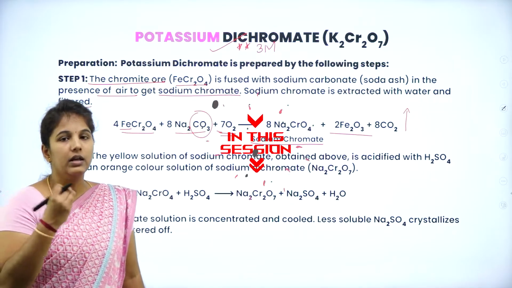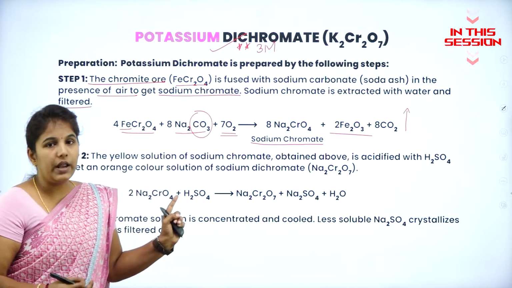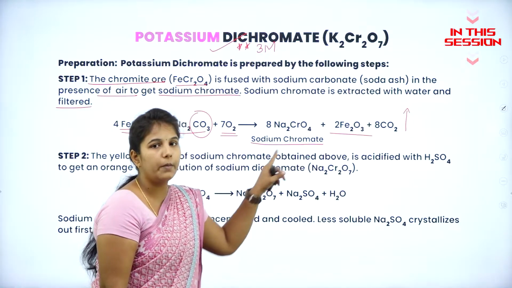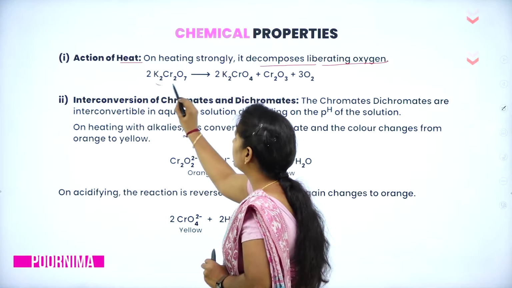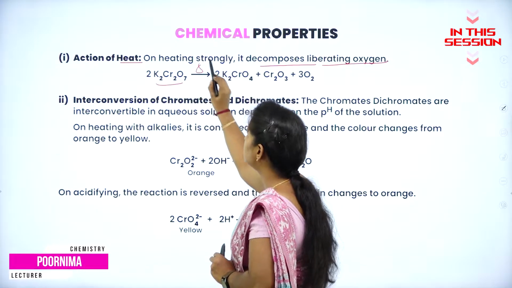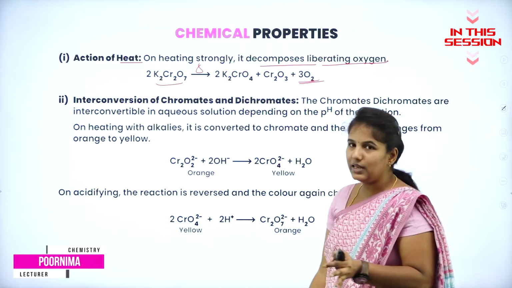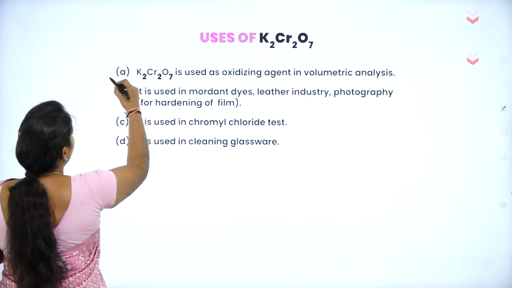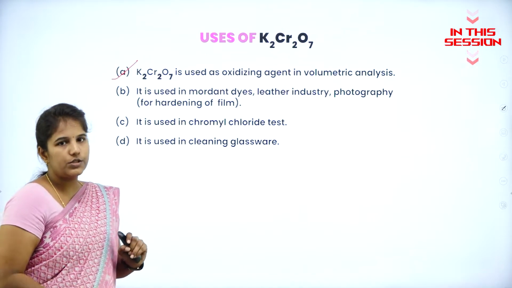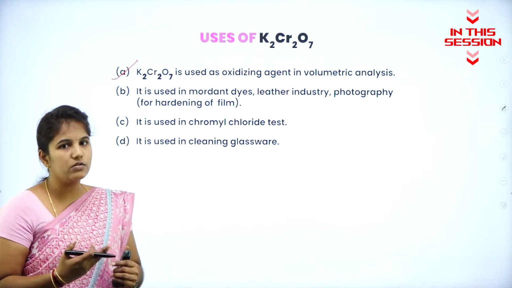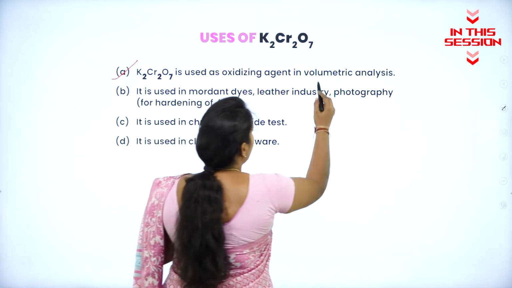Which is treated with sodium carbonate and air to form what? Sodium chromate. If you take potassium dichromate and heat it strongly, what will happen? It produces nascent oxygen. So potassium dichromate, as we have understood, will be used as an oxidizing agent. It is specially used in volumetric analysis.